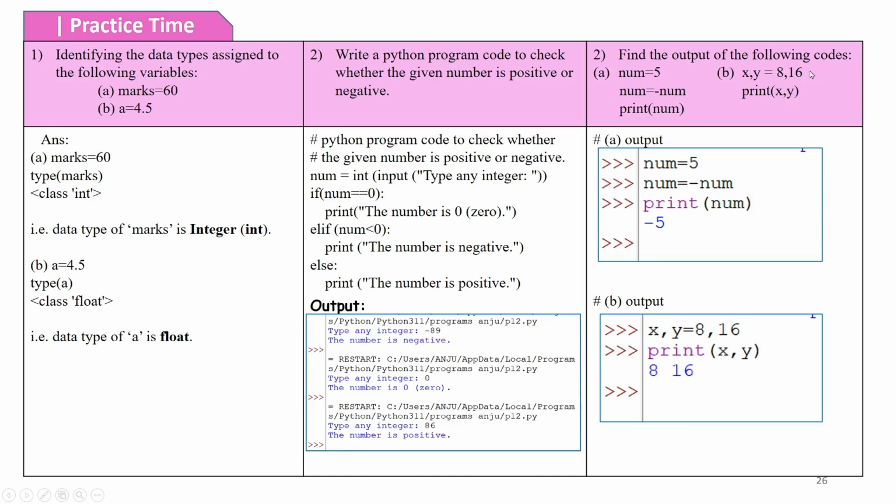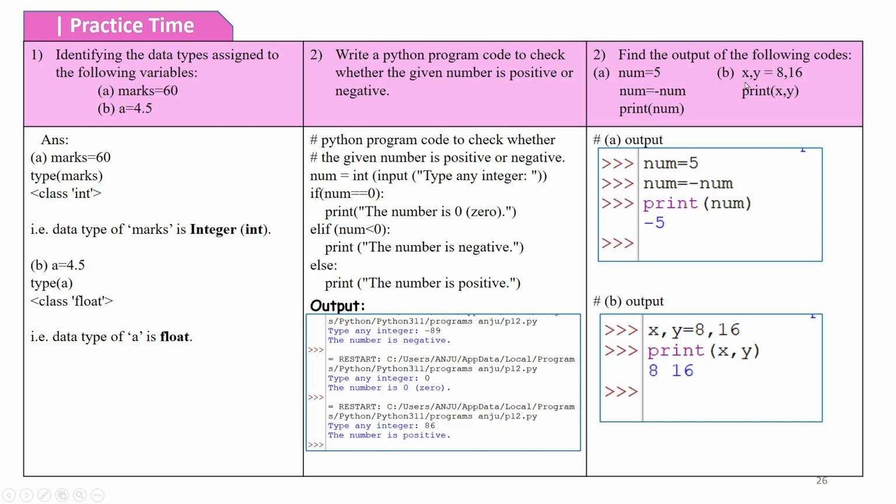Now find the output of the following codes. Num is equal to 5. Num equals minus num. Means I have given value 5 to the variable num, and then I'm saying num is equal to minus num. That means now num has the same value but with a negative sign. It is now assigned minus num. That means now num is equal to -5. So it will print num. What is the value of num now? It is -5. So it is printing here.